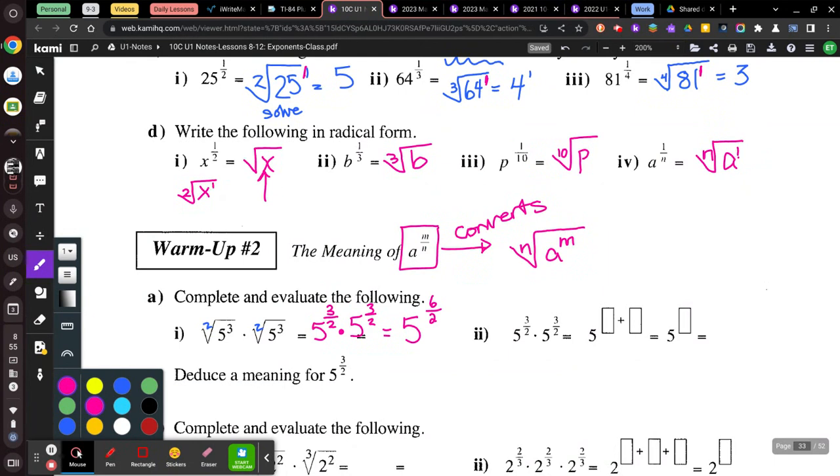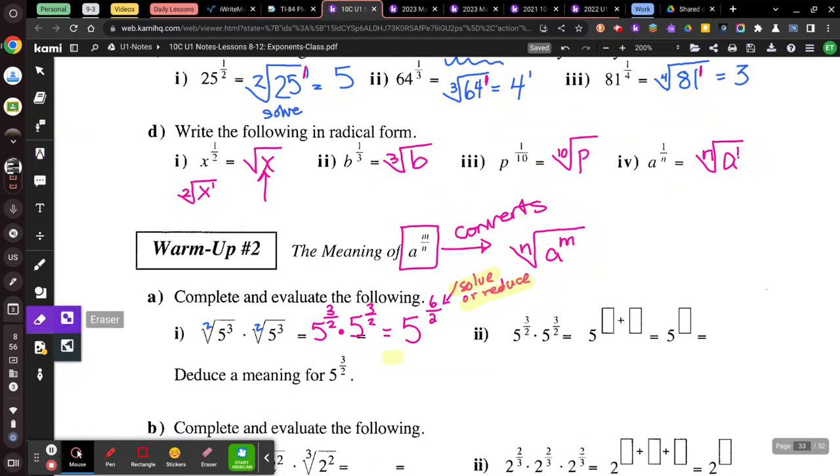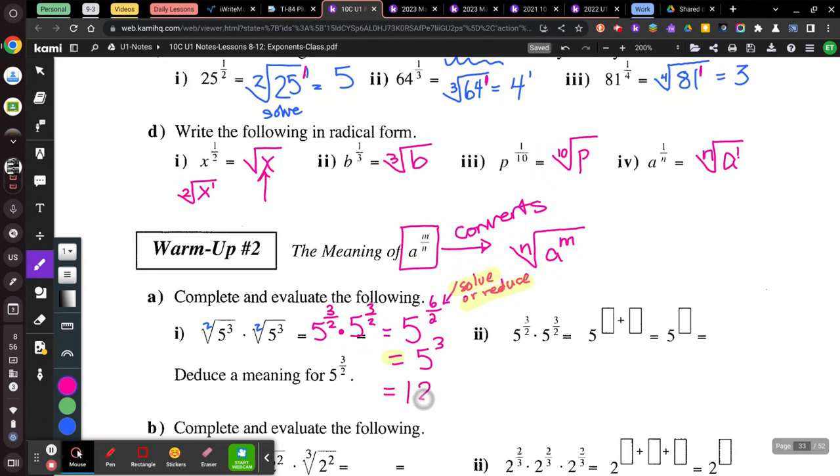Now, could I put that in my calculator? Absolutely. This will solve evenly. You always solve or reduce your fraction, because that's a rule with fractions, and that rule never, ever leaves us. So whenever we're dealing with fractions, we always have to reduce it. 6 divides by 2 evenly. So this is going to become 5 cubed. And now it says evaluate that. Well, that's going to become 125. That's what it would solve to.